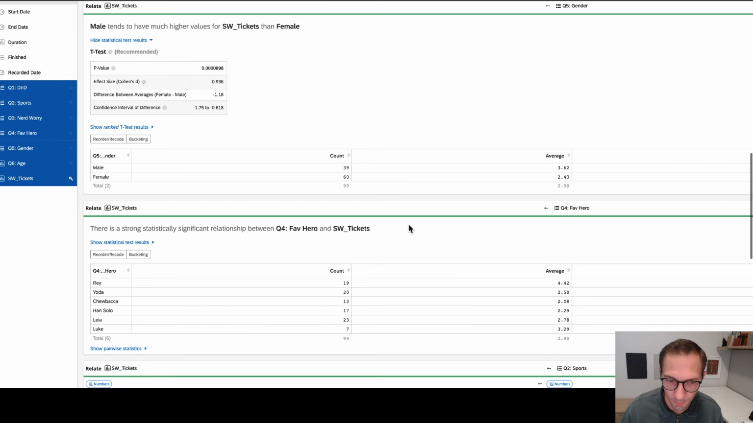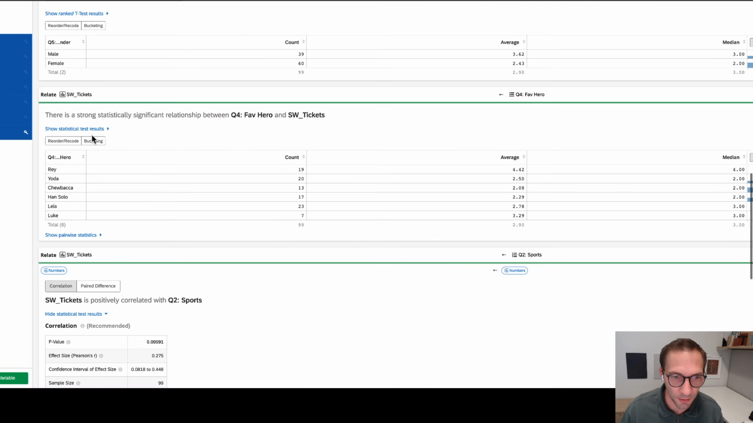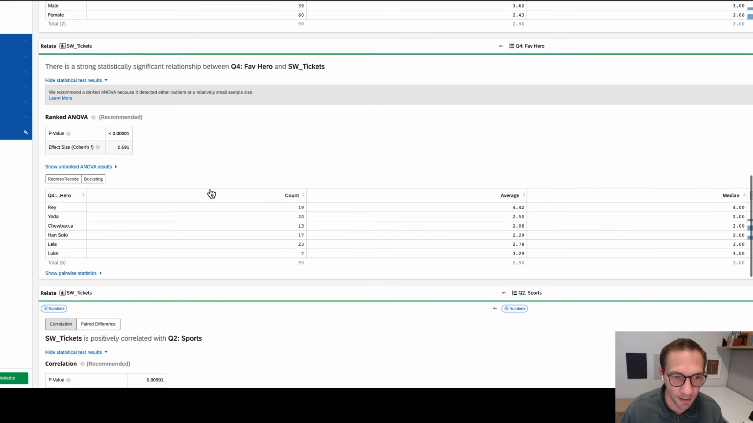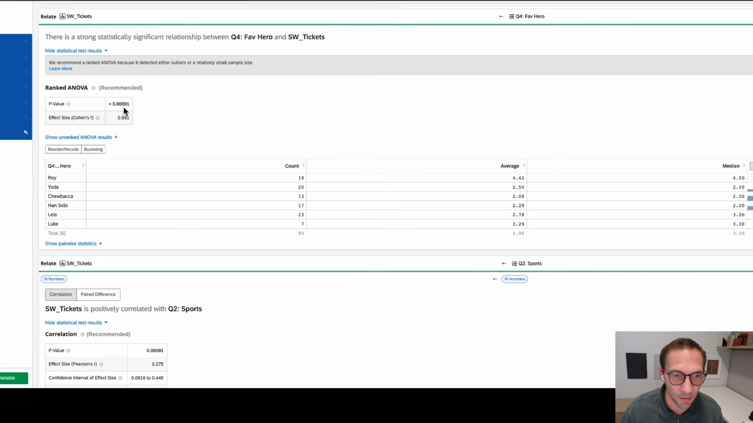Here we go with favorite hero as my input. It's saying that there is something going on, so I click here, and I see a p-value is significant. All right. But looking here at the average tickets for each fan base, the Rey fan base, the Yoda fan base, the Chewbacca fan base, this p-value doesn't tell me that all of these significantly differ, right? I mean, look at here. We have 2.5 on average for Yoda and a 2.29 for Han Solo. Are those significant differences? I don't know.